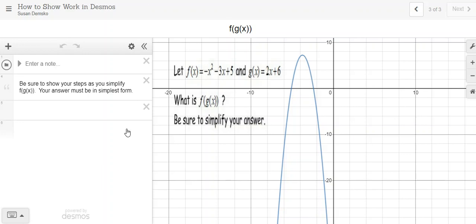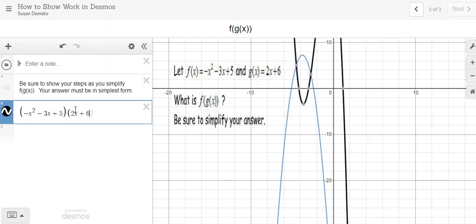So the last type of problem I'm going to show you in this series has to do with the composition of functions. So we can see here it's asking us what is f of g of x. So let's say I think that's multiplication and it's not, but let's say I think it is. So I'm going to put that in as a multiplication problem. Minus 3x plus 5 times 2x plus 6.